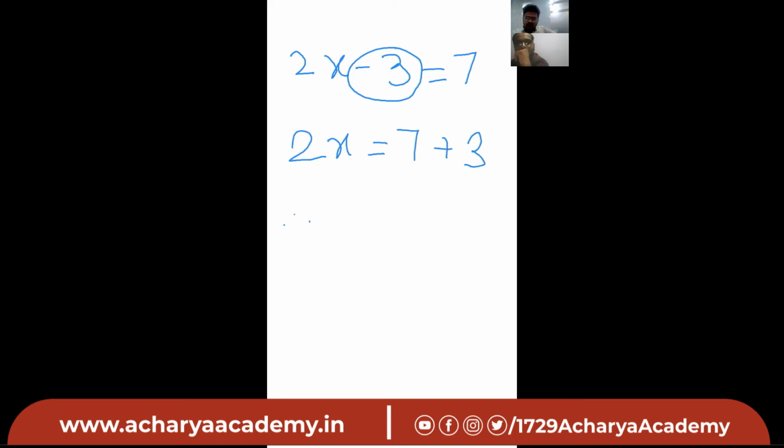Therefore, 7 plus 3 is 10. Now I have 2 multiplied by x on my LHS. By following the rule, we are going to take it to the RHS and divide it. So 10 divided by 2, therefore x will be equal to 5.